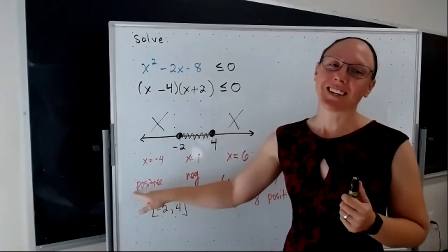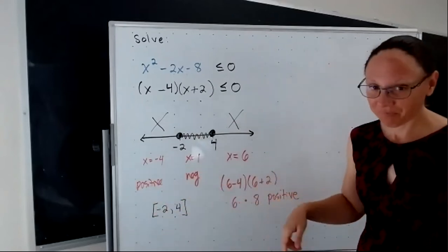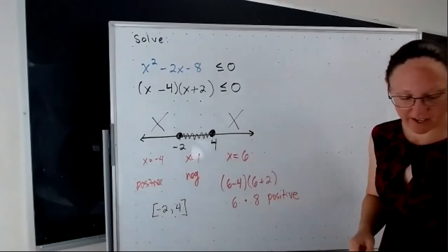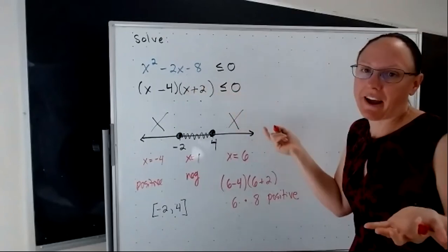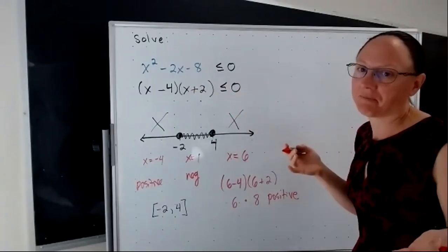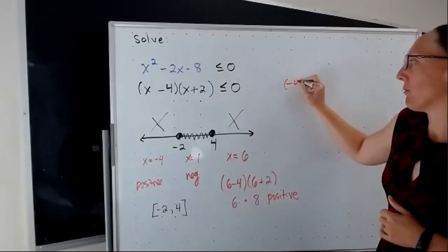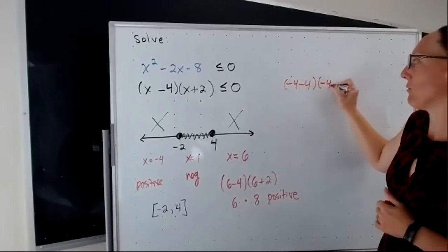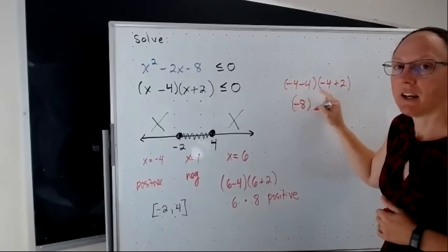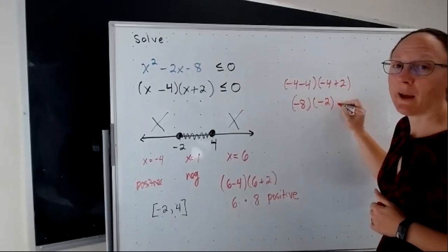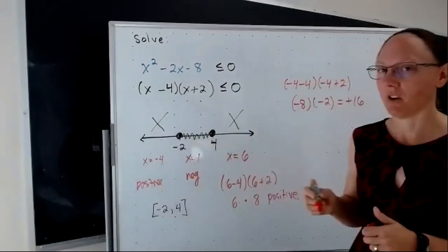Okay, so let's plug in the -4 and show how this works out to be positive also. So if I plug in x equals -4, and it doesn't matter which one you plug it into, I always think it's a little easier on the factored version. So here, if we plug in -4, we'd have -4 minus 4 times -4 plus 2. -4 minus 4 gives me a -8, and -4 plus 2 is -2. And when we multiply those together, we get a positive 16. So that's how we ended up with a positive over here.